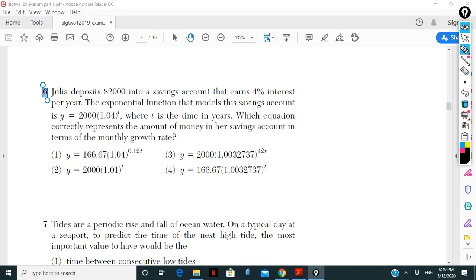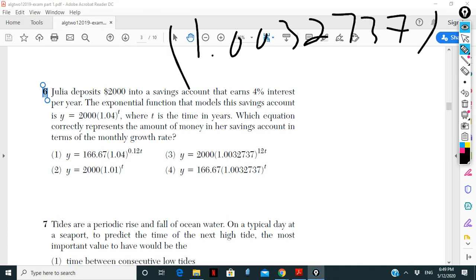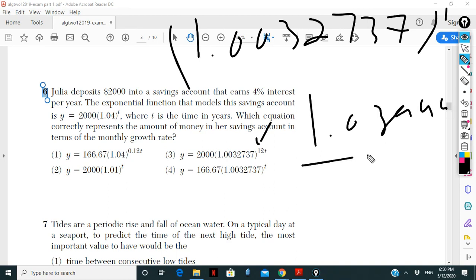But how can I be sure that it's correct? So I'm going to take 1.0032737 and raise it to the power 12 to remove the 12 from the exponent, and I'm going to have it in terms of t. So I'm going to do the calculation now. It's giving me 1.0032737 to the power 12, which is giving me almost 1.03999, which is almost 4%. So this is giving me the same equation.